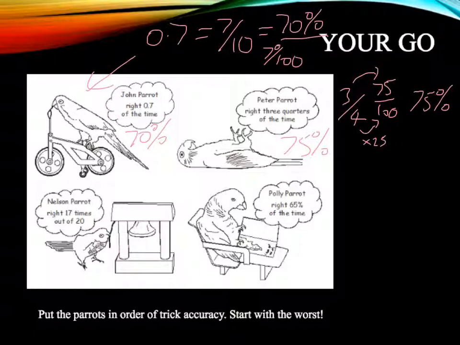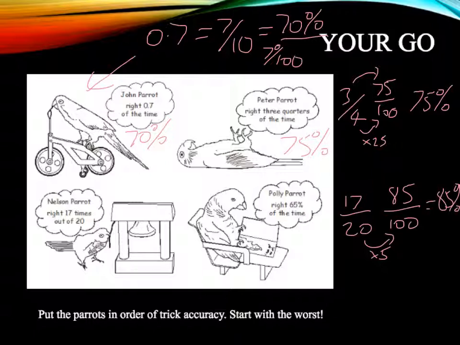Nelson Parrot, let's look at him. He's ringing his bell down here. We've got 17 over 20. Turn it into something over 100. Times by 5. Do the same to the top. 5 times 7 is 35. And 5 times 10 is 50. Add the two things up. We get 85 out of 100, or 85% for Nelson.